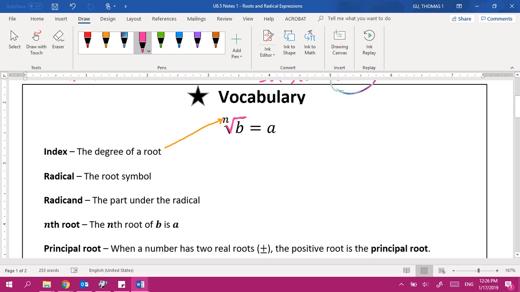All right. And the radicand is the part that is under the radical. So what part is that? B, that's right. B is the radicand.